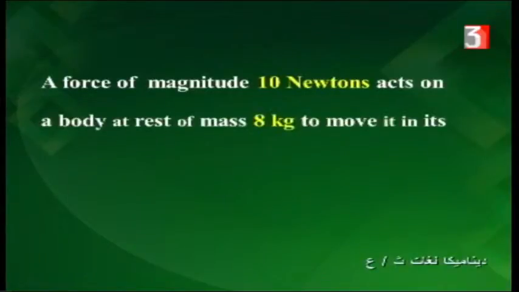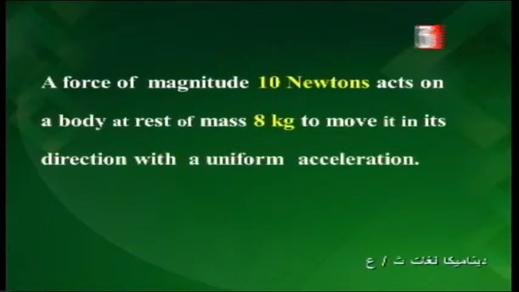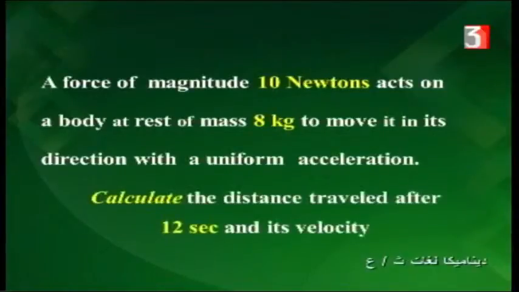Now, let's start with the first example. A force of magnitude 10 newtons acts on a body at rest of mass 8 kilogram to move it in its direction with a uniform acceleration. Calculate the distance traveled after 12 seconds and its velocity.